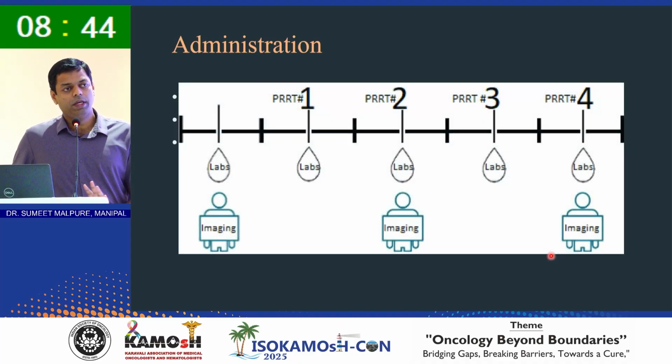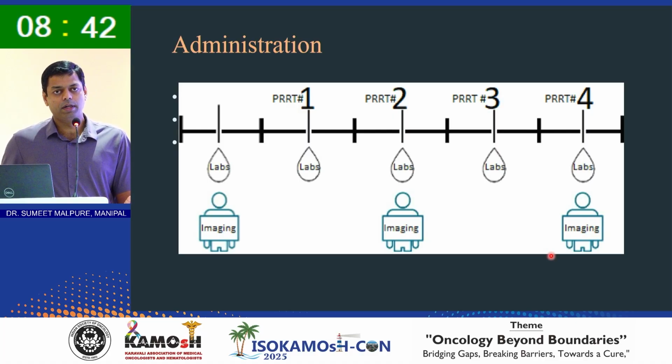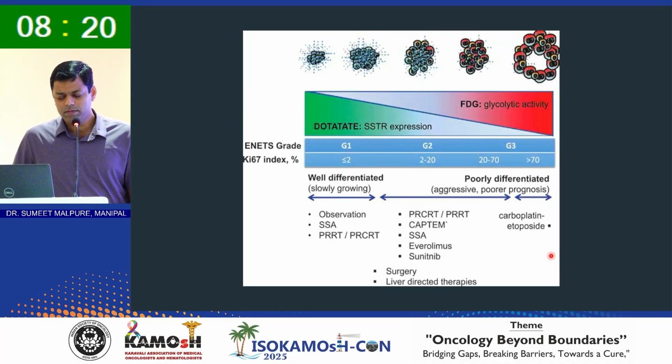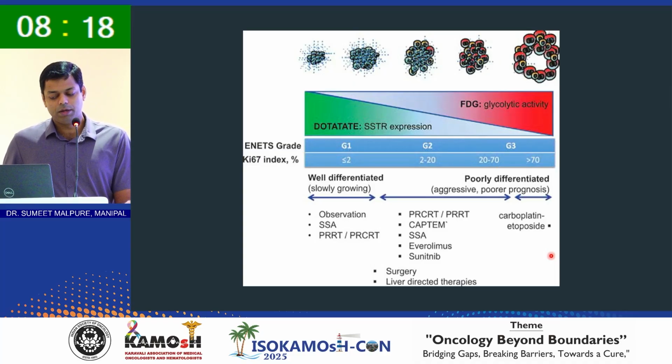How do we schedule it? We give it in 4 cycles, 8 weeks apart. Before starting the first cycle, we do imaging, that is gallium dotanoc scan. And after 2 cycles, we repeat the scan and serum chromogranin A just to look for response. If the patient is responding, we continue with the next 2 cycles. If the patient is progressing, there is no point in giving PRRT. This is what we check. We do gallium dotanoc and FDG scan. I will come to that later.